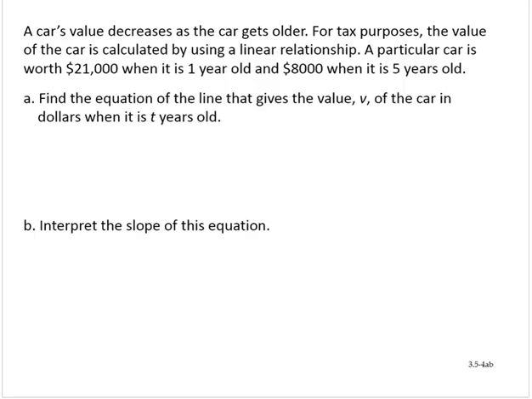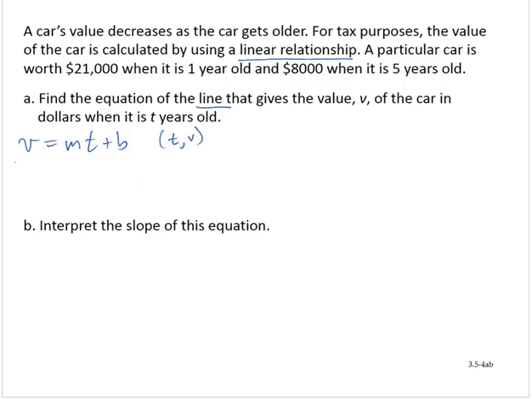So we want the value as the output, as sort of the y of the equation, where t is the x of the equation. And since we were told we want a linear relationship, we can use the model v equals mt plus b. Now, let's write two ordered pairs. We think of our ordered pairs here as t comma v. Time is the input, value is the output.